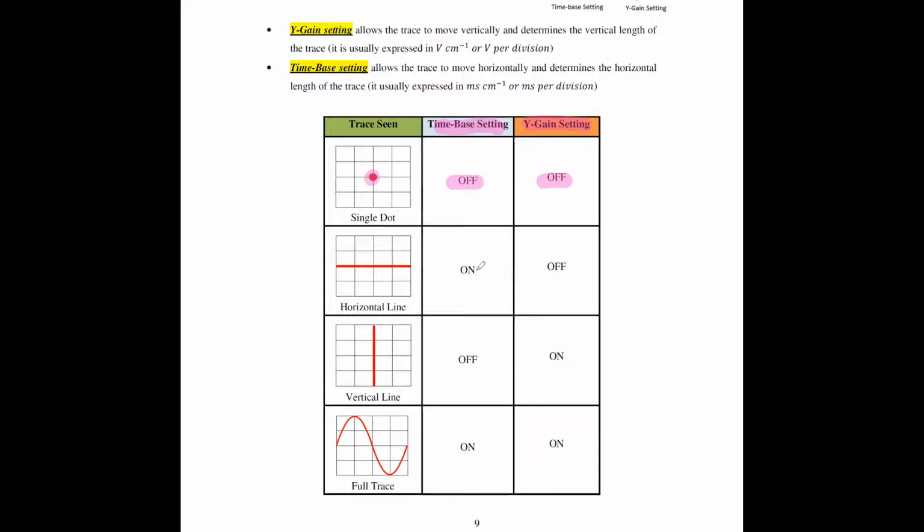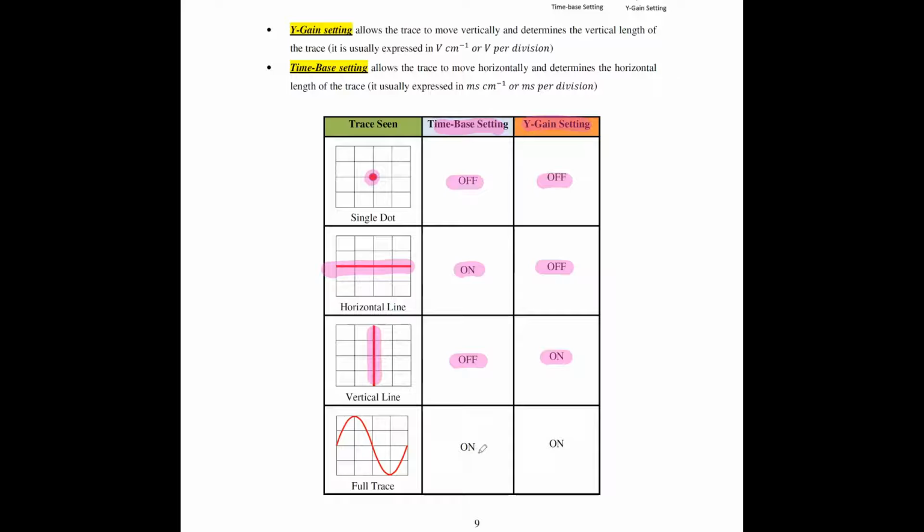If the time-base setting is switched on, then the trace can travel horizontally, but if the Y-gain setting is off, the trace cannot travel vertically. The end result is that we only see a horizontal line on the CRO screen. If, on the other hand, the time-base setting is off, the trace cannot travel horizontally, but the Y-gain setting is on, the trace can travel vertically. We will only see a vertical line on the CRO screen.